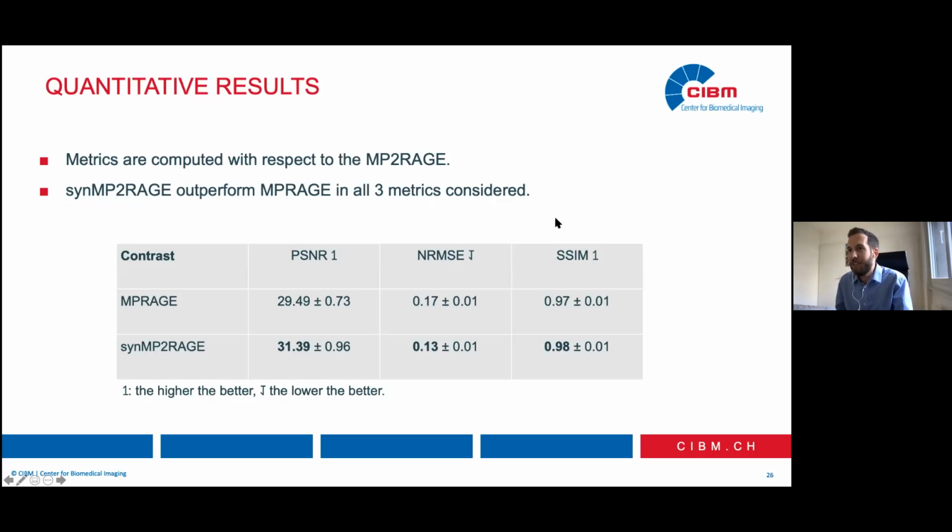So moving now to some quantitative results. These are the metrics I was describing before. Starting from the left-hand side, we have the PSNR, NRMSE, and SSIM. For all three of these, we consider the MP2RAGE as ground truth. So we compute the metric with respect to the MP2RAGE. And for all metrics, we improve the result compared to the initial MPRAGE. However, for the SSIM, the improvement is very limited.